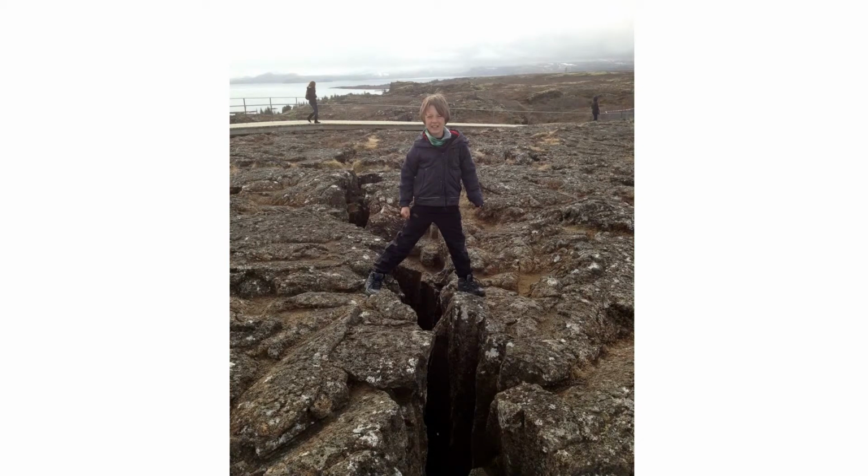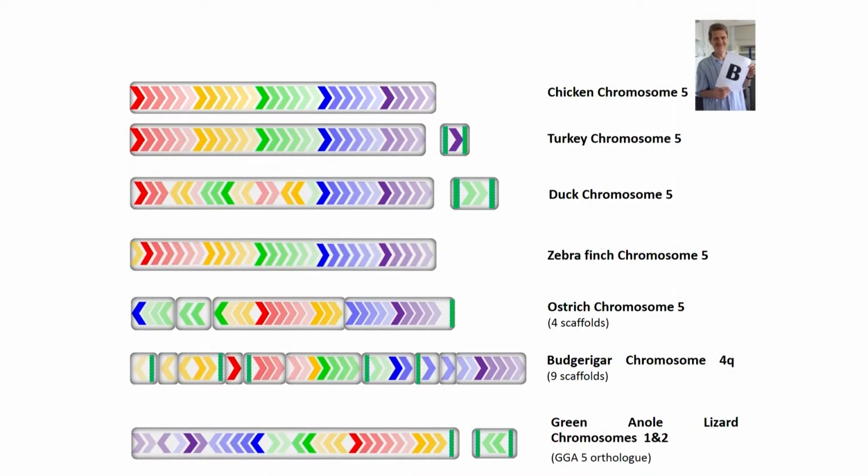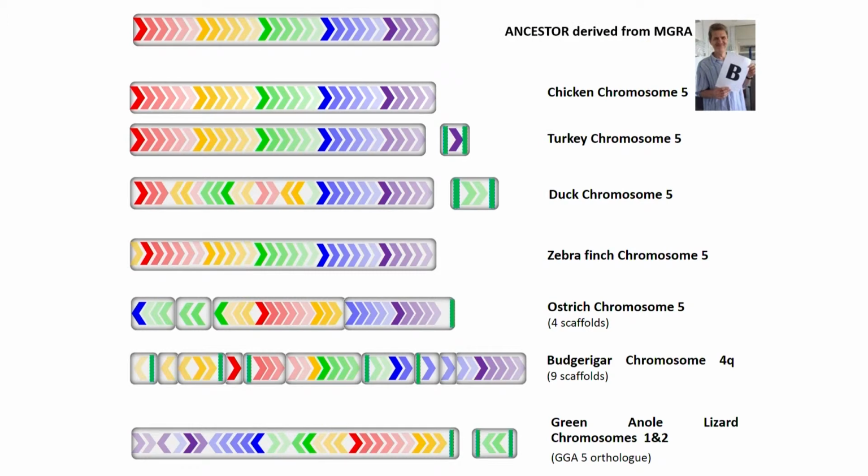So where do we go with this? Well, we needed to start comparing more species. This is Mike Romanov, who works in my lab. And at this point, we were up to budgies and zebra finches and ostrich, as well as chickens, turkeys, and ducks as well. And these are just some of the HSBs in the different species and their orientation. As a result of these studies, and by using our outgroup of the green anole lizard, we were able to determine what we think the ancestor looked like.